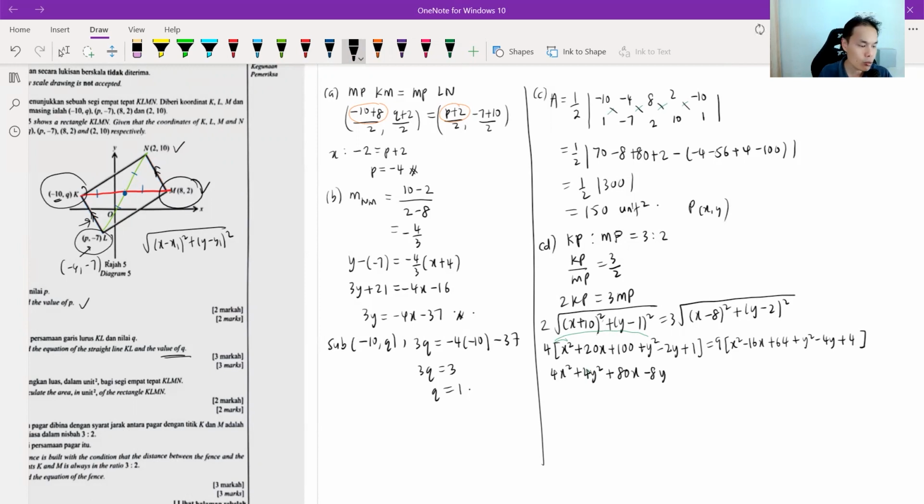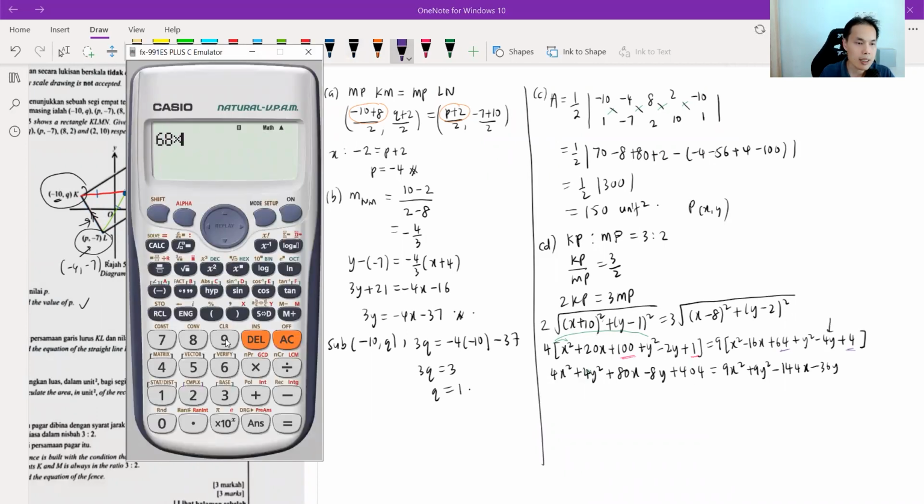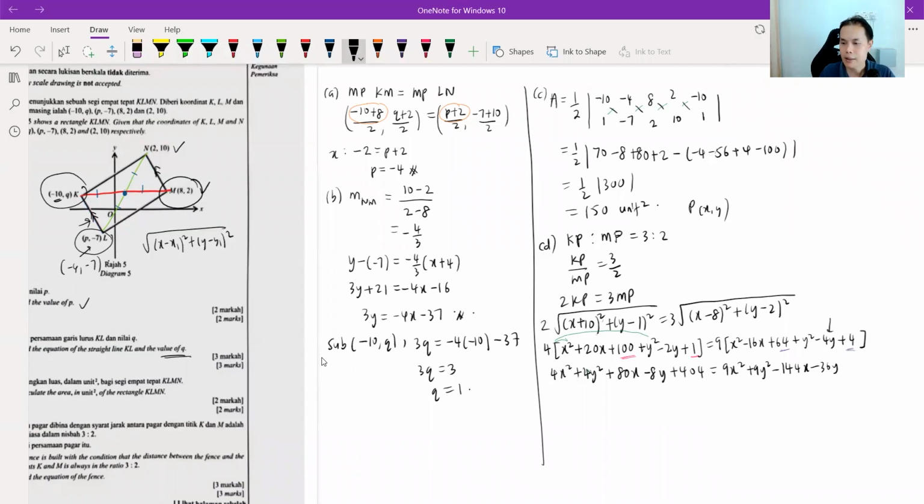Now, this is 101, because I'm going to add these two first. 100 plus 1, 101, times 4, I got 404. Then 9 times x squared, 9x squared. Let's do the y first, 9y squared. 9 times 16 is 144x. 9 times 4y here is 36y. And then I have 64 plus 4, 68. 68 times 9 gives us 612. Big number. All right, 612.